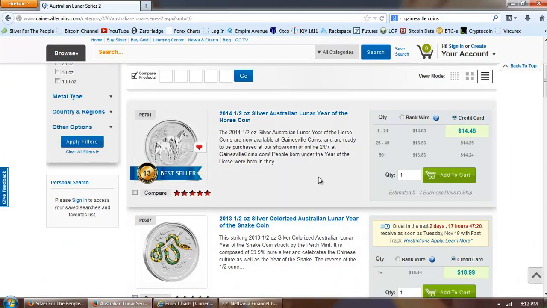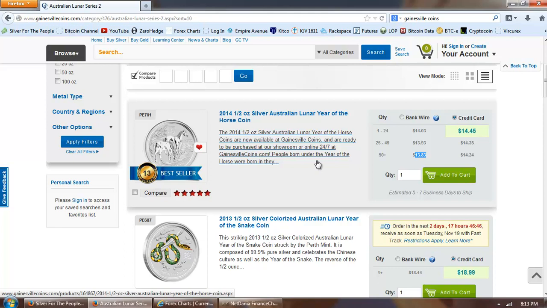And as you know, I've been following the lunar series very closely. I checked them on APMEX, Provident, and Gainesville. It just so happens right now on Gainesville, when I checked, there were about 500 of these 2014 half ounce Year of the Horse. You can see it's the 13th best seller on Gainesville. And you can see if you buy 50 or more, you can get them for $13.83. Now that's a really, really good price.